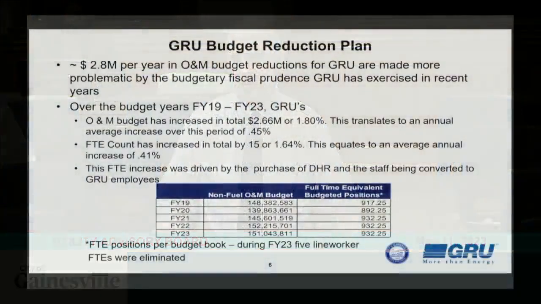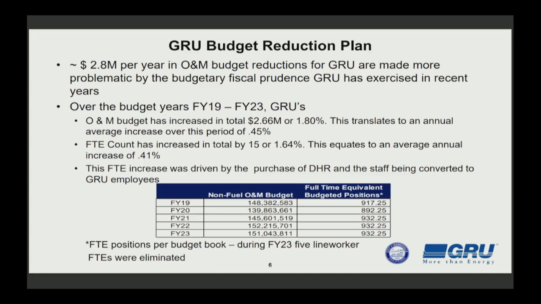Okay, thank you. So the $28 million over the next decade, you average it out, it's about $2.8 million a year. For GRU to make those $2.8 million in O&M reductions is a little more problematic, based on the fact that we exercised what we feel is a fair amount of budgetary fiscal prudence over the last several years. Between the budgets in 2019 and 2023, our O&M budget only increased about 1.8% from endpoint to endpoint. The full-time equivalents, or FTEs, over that same period only moved up about 1.64%, and the bulk of those were associated with when we converted former NACE employees, who came on when the biomass plant came on, to GRU employees, and they became full-time equivalents.